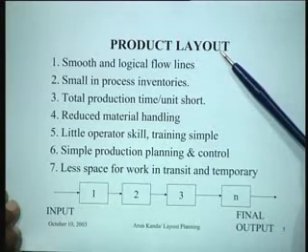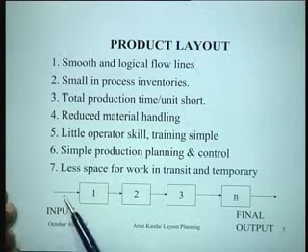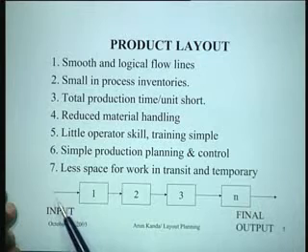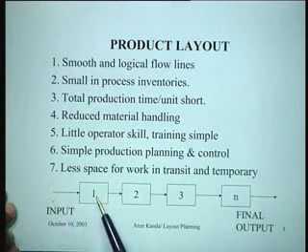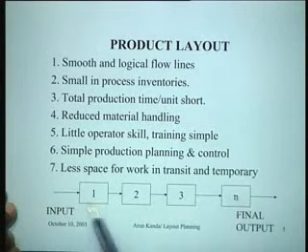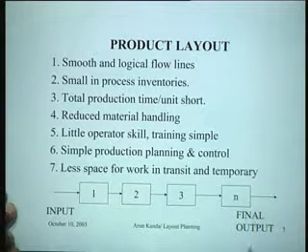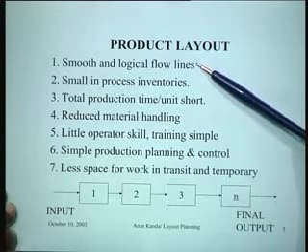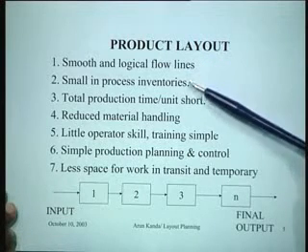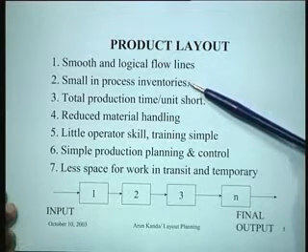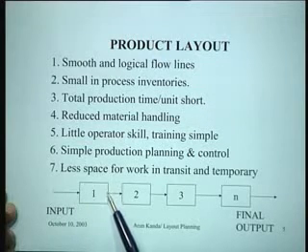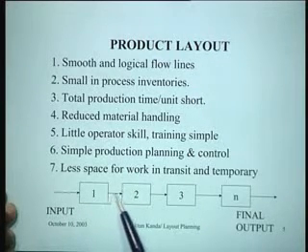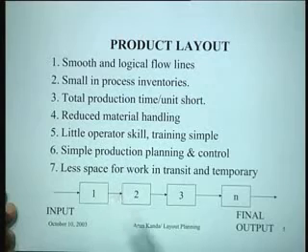If you try to compare, for instance, what would be the features of a product layout in this category: a product layout is a situation where the input is some raw material and it is being processed on different workstations in sequence till finally the final product comes out here. So in a situation like this, you have smooth and logical flow lines. You need to have very small in-process inventories, because the part which is processed here will immediately go to the next machine, so there has to be very little in-process inventory here.